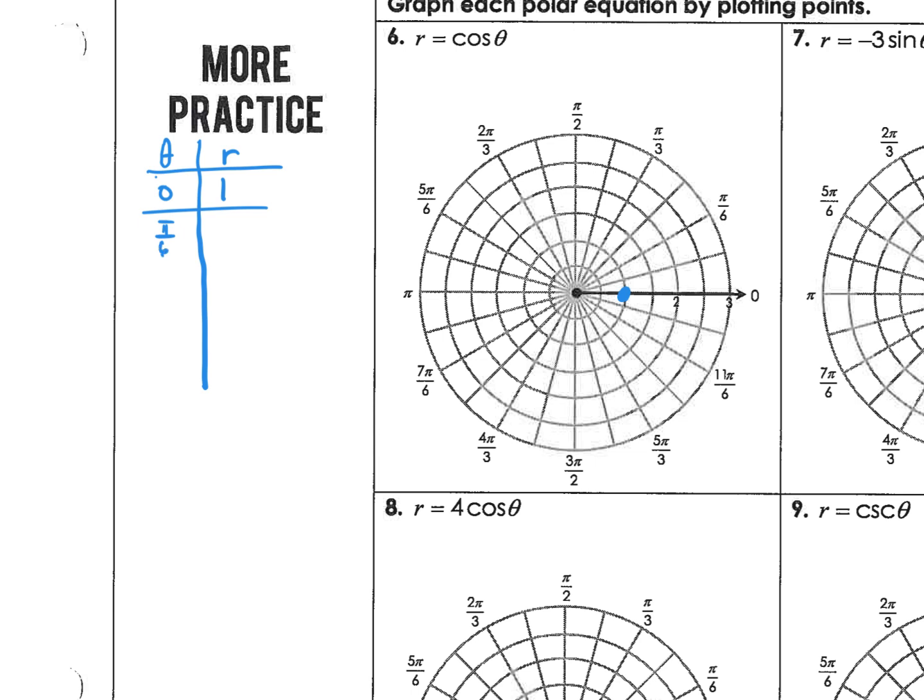Then we're going to go to pi over 6. Cosine of pi over 6 is √3 over 2, so this is approximately 1.7 of that. Where's my calculator? Let me grab my calculator, guys.